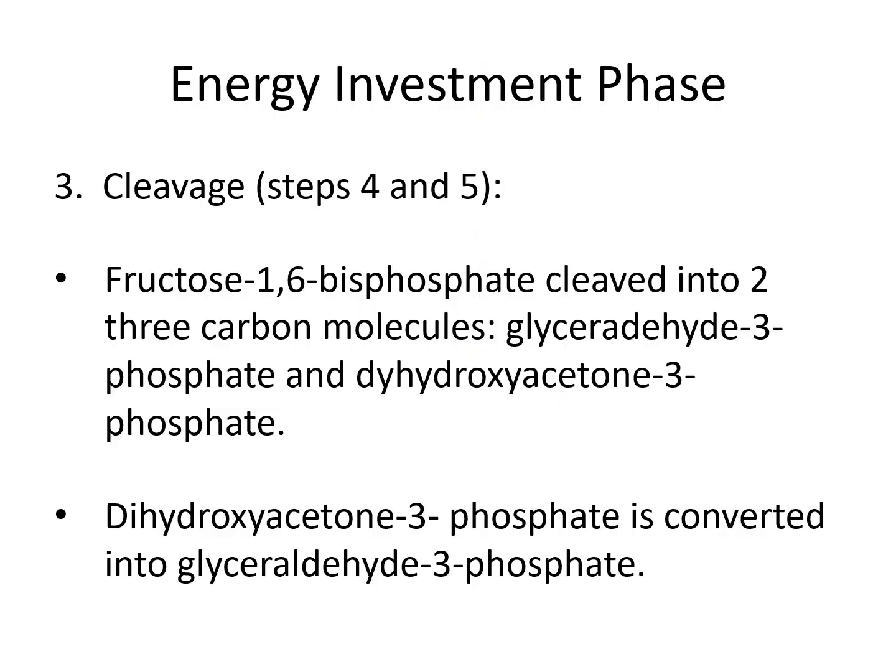In the third step of the energy investment phase, which involves reactions 4 and 5, fructose 1,6-bisphosphate is cleaved into two 3-carbon molecules, glyceraldehyde 3-phosphate and dihydroxyacetone phosphate. The dihydroxyacetone phosphate will be converted into glyceraldehyde 3-phosphate. So at the end of this cleavage step, we're going to end up with 2 molecules of glyceraldehyde 3-phosphate.